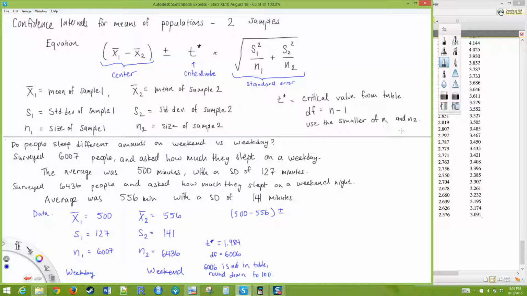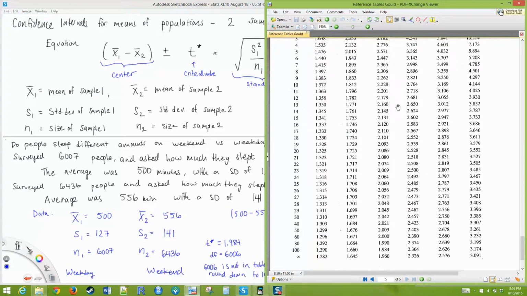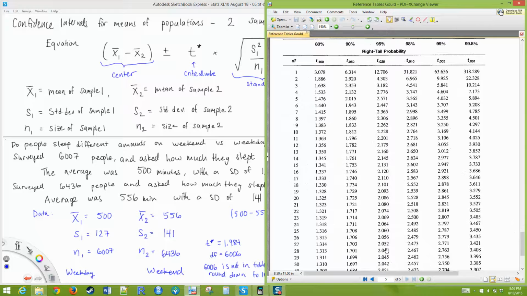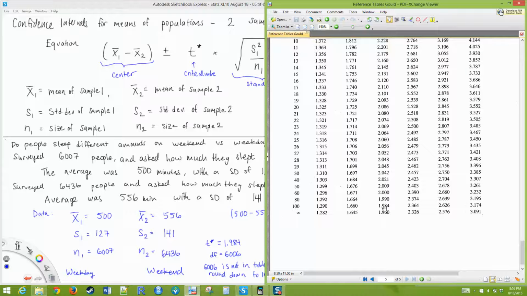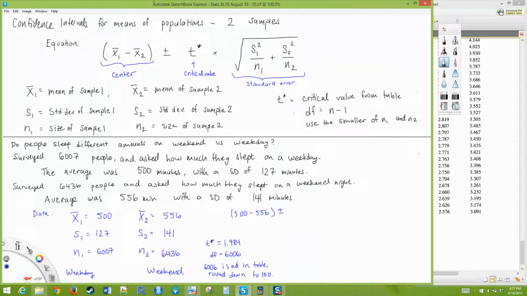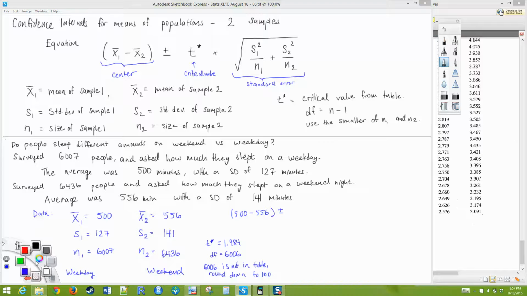Your degrees of freedom is always going to be n minus 1 using the smaller of the two n's. Professor, could you just show how you got that t star on the chart again? So I'm going to the column 95%. And then I'm going to use 100 degrees of freedom, because that's the largest number I have that's not bigger than 6006. And how do we differentiate, because the 95% wasn't given in the problem? I'm sorry, I should have written in the problem, make a 95% confidence interval.